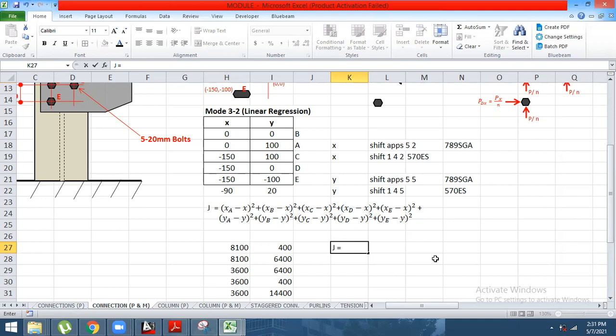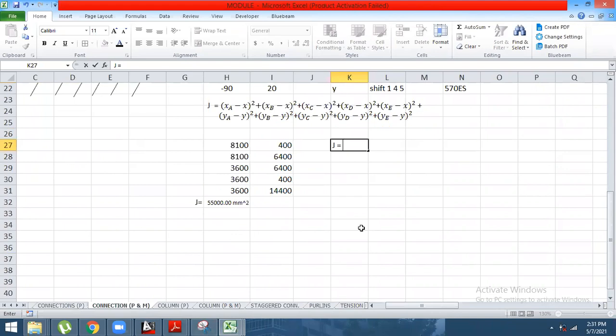So for the J, that is just simply shift stat 5, 3 squared plus shift stat 5, 6 squared. So that is 55,000. That is 5 volts multiplied by, yeah, so that is just simply 5.